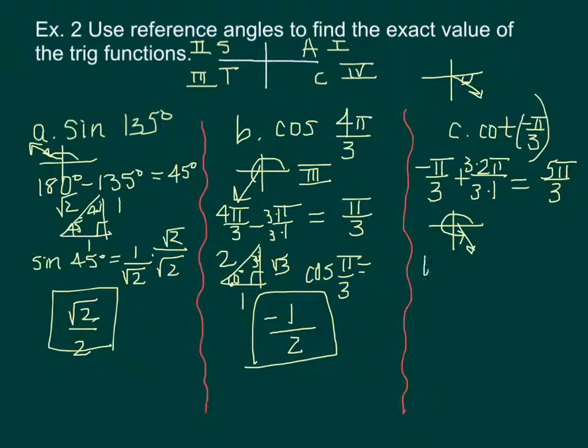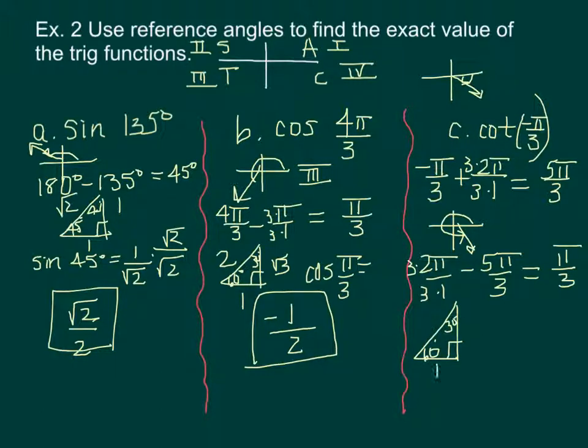So remember you take 2 pi and you subtract 5 pi over 3. Get a common denominator. So it's 6 pi over 3 minus 5 pi over 3 gives you 1 pi over 3. So basically we are finding cotangent of 60 degrees. So let me draw that triangle. So cotangent pi over 3, or 60 degrees, would be adjacent over opposite. And you have to rationalize the denominator. And since it's in quadrant 4, it is going to be negative.